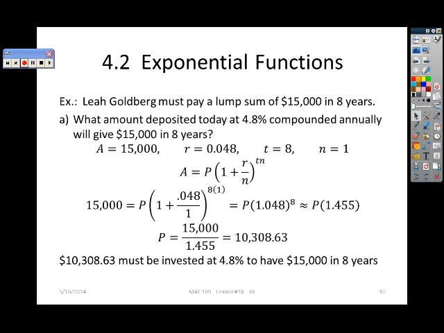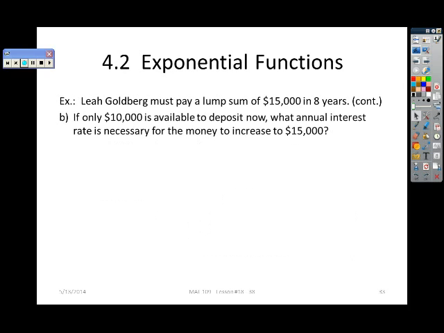A variation of that could be, what if I only have $10,000? What am I going to have to do to get $15,000 in 8 years? Well, the only thing you really have as an option is what's your interest rate. So what interest rate would I need to have to make $10,000 grow to $15,000 in 8 years? So now we have A, we have P, we have T, we have N, and we have our formula, and what we're going to need to calculate then is R. That's the thing we don't know.